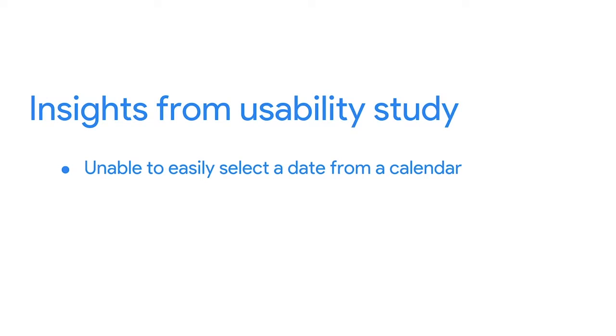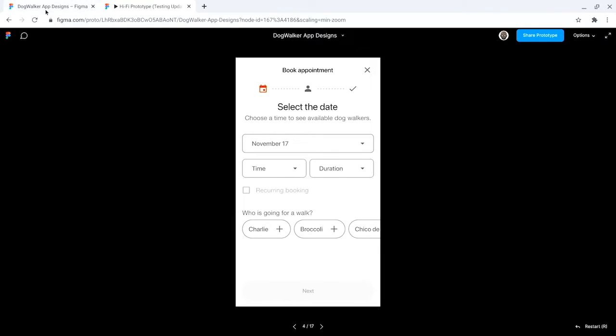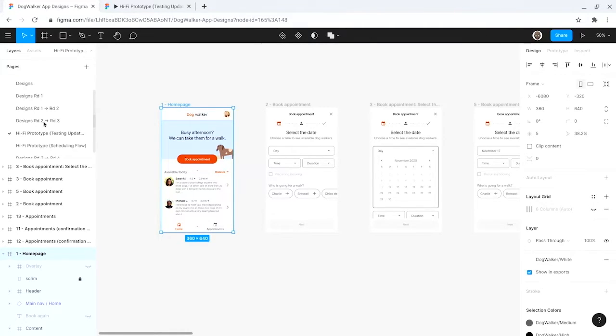Okay, I've addressed the first insight that came out of the usability study. Participants were unable to easily select a date from a calendar. The Dog Walker app now has a full calendar that users can select a date from. It's time to update my designs based on the second insight that came out of our research. Participants did not know the price per dog walker until the end of the scheduling flow. I'll start by making this update on the homepage of the app.